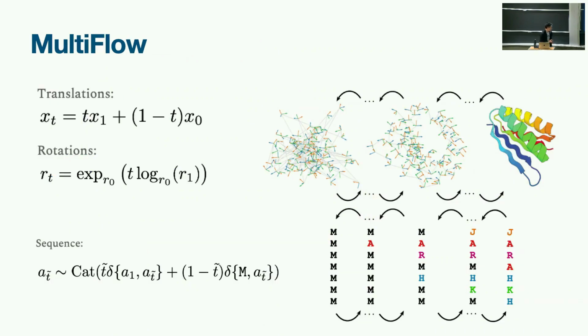What I was working on last year was coming up with a formulation and an algorithm to do this. The algorithm we came up with was Multiflow, a flow matching algorithm over translations and rotations, but also the sequence. I described the translations and rotations previously, but the sequence is a new thing where you actually have to describe a flow matching algorithm over discrete spaces. Technically it has all the same principles as in continuous space, but also requires some new developments to make it work.